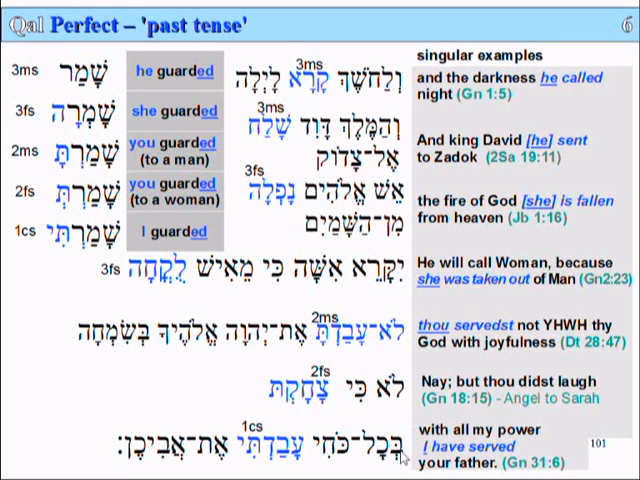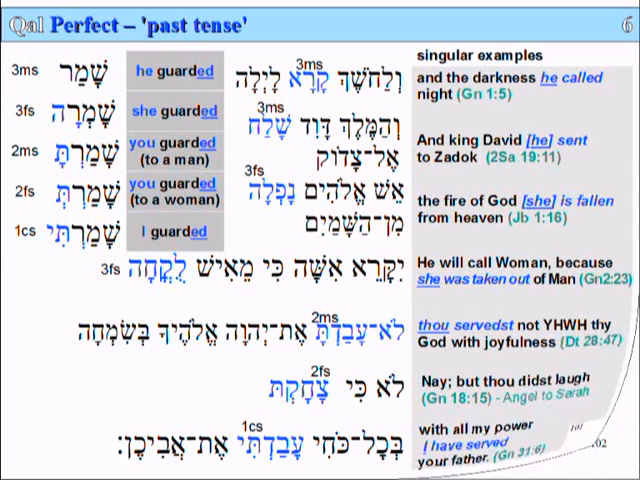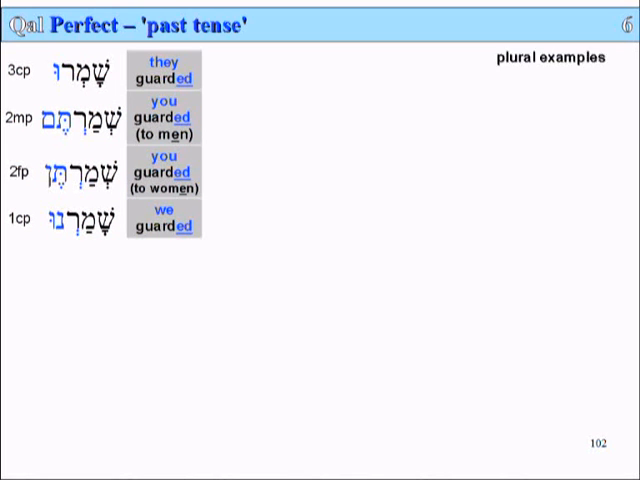So these are some examples to show you how these Qal Perfect Past Tenses appear. They appear all the time, in almost every sentence. Okay, we're going to look at the plurals next. Slide 102, Lesson 6, the Qal Perfect Past Tense, and we're going to look at the plural table now and the plural examples.